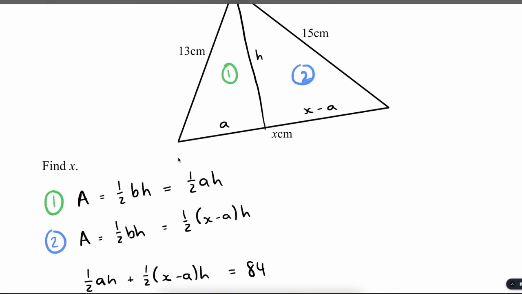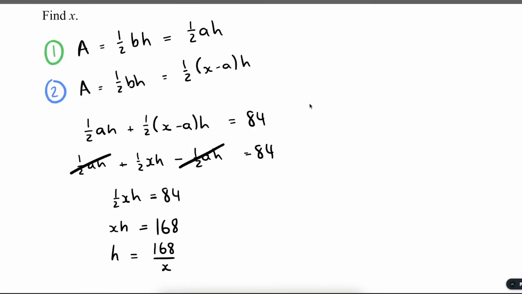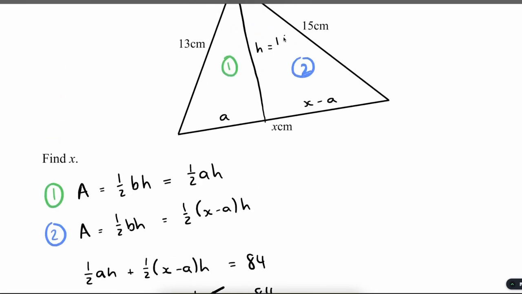So we know h is 168 over x. Sorry, 168, was it? 168 over x.